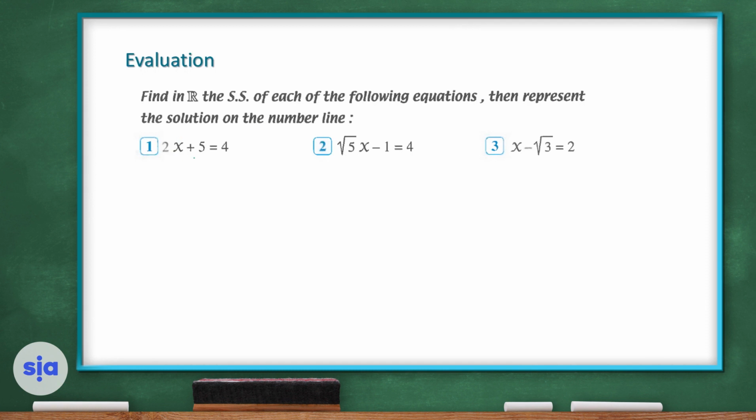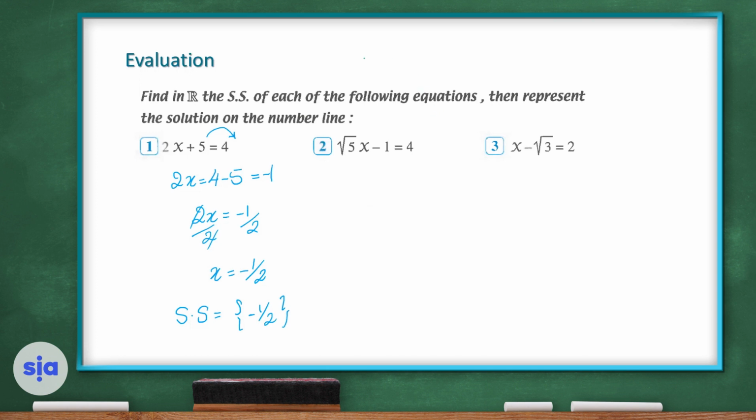Question 1, 2x plus 5 equals 4. So we need to move this 5 to this side. So 2x equals 4 minus 5, which is negative 1. Then 2x equals negative 1. If we divide both sides by 2, then x equals negative half. So the solution set is negative half.